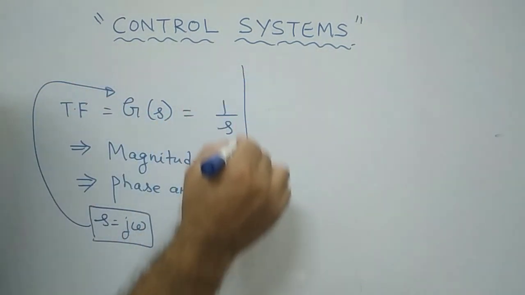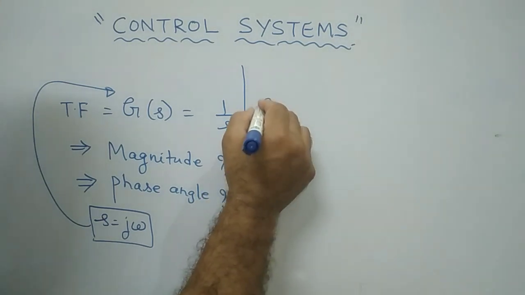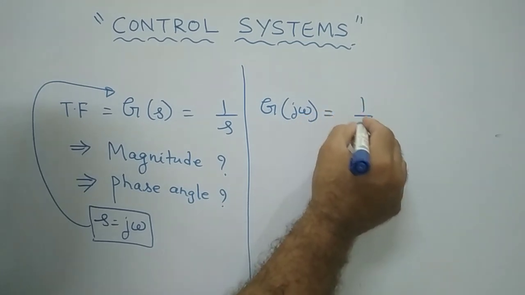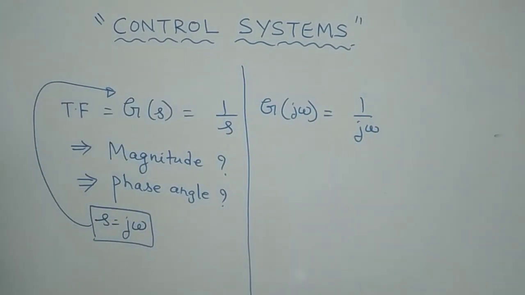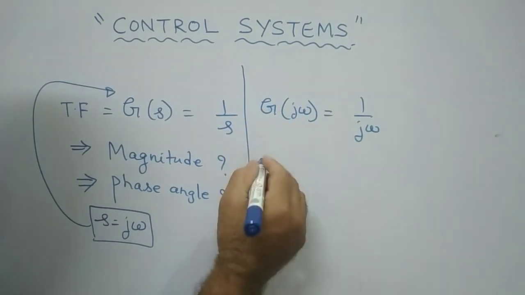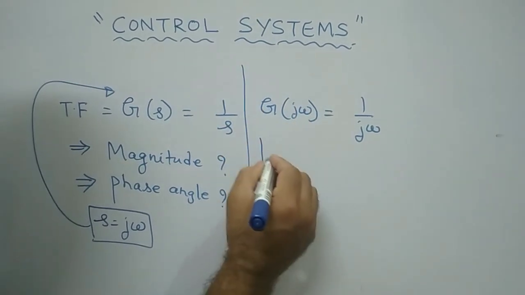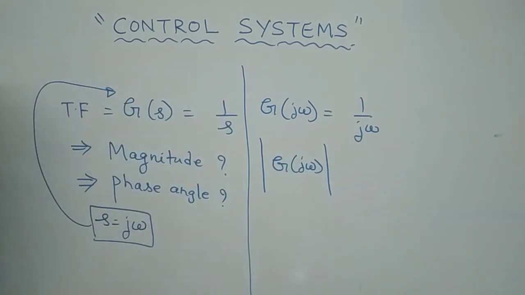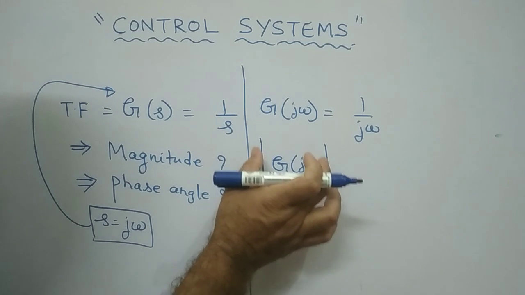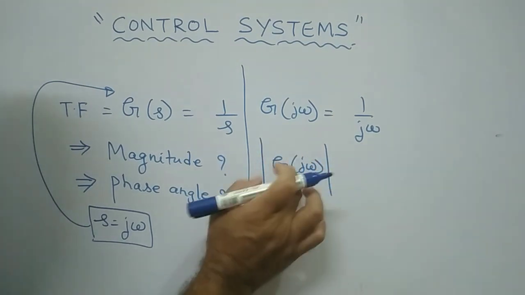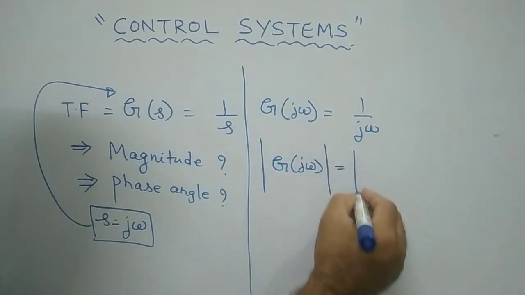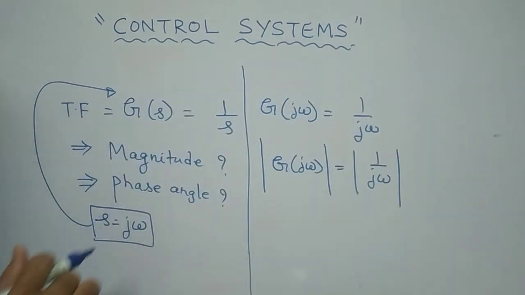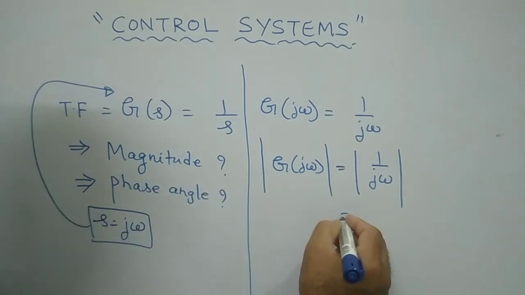By substituting that, what you will get is g of j omega is equal to 1 by j omega. Am I correct? Then what is the magnitude of this? Magnitude is represented by the modulus of g of j omega, which is the magnitude of 1 by j omega. We have to consider the magnitude.